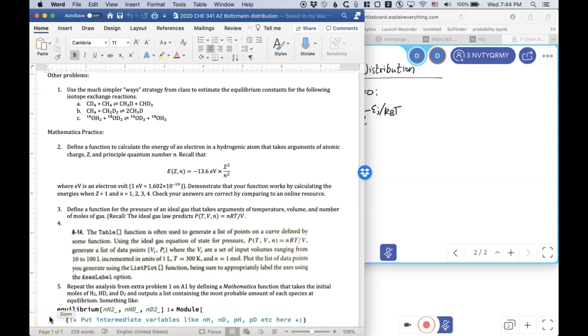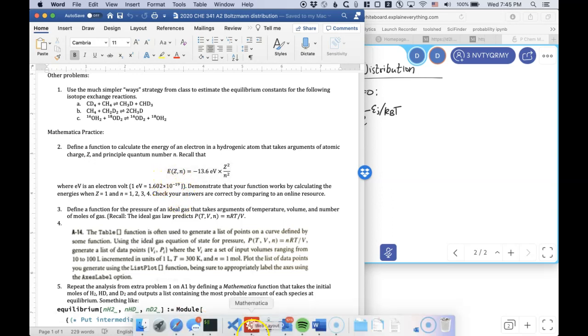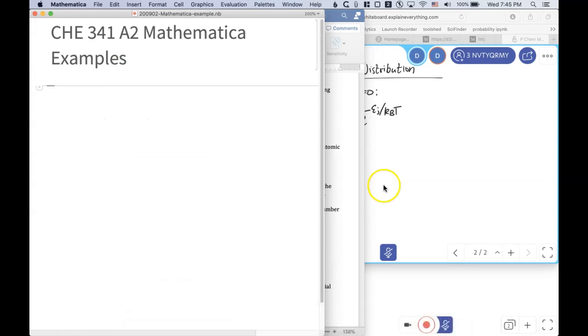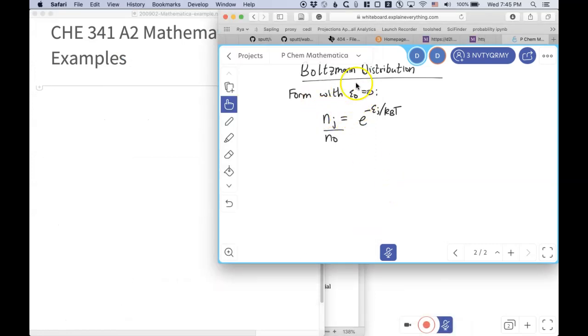So this is just a little bit of practice on some of those Mathematica things. The first couple of Mathematica problems just involve defining functions, so a quick refresher on that. The function let's define is for the Boltzmann distribution with epsilon 0 equals 0. So that ground state energy we'll assign to 0. And in that case, we get this form of the Boltzmann equation.